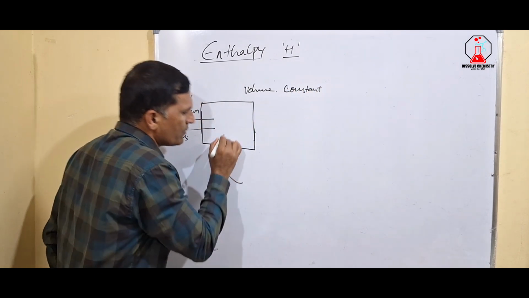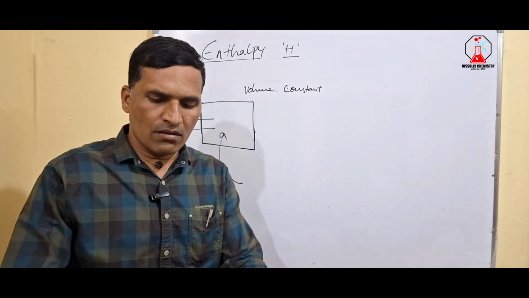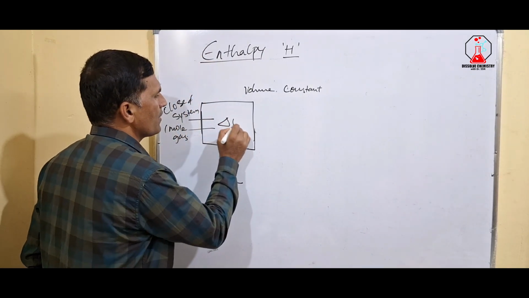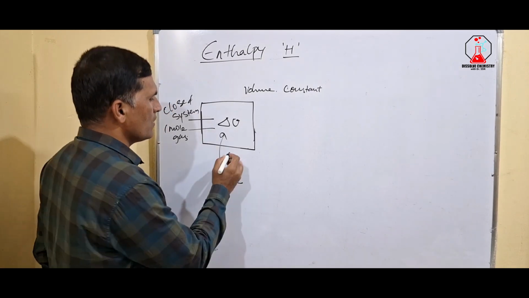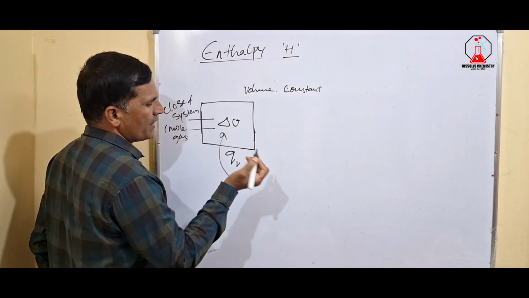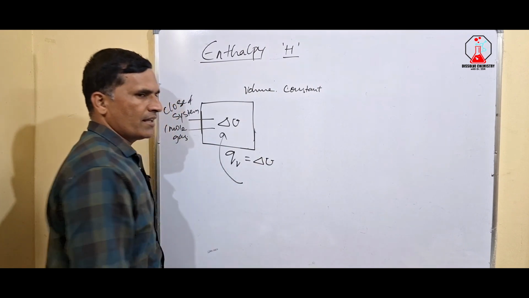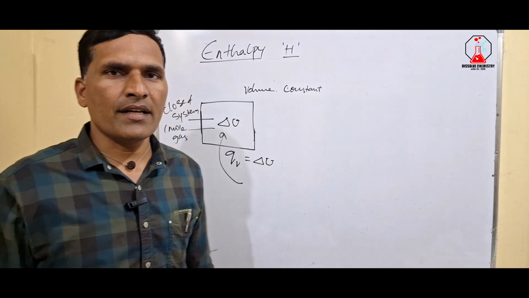Now suppose you give heat energy to such a system, then what happens? All the heat energy absorbed by the system will lead to a change in the internal energy of the system. Therefore, a Q amount of heat given at constant volume leads to a change in the internal energy of the system, meaning all of it is converted into internal energy of the system.